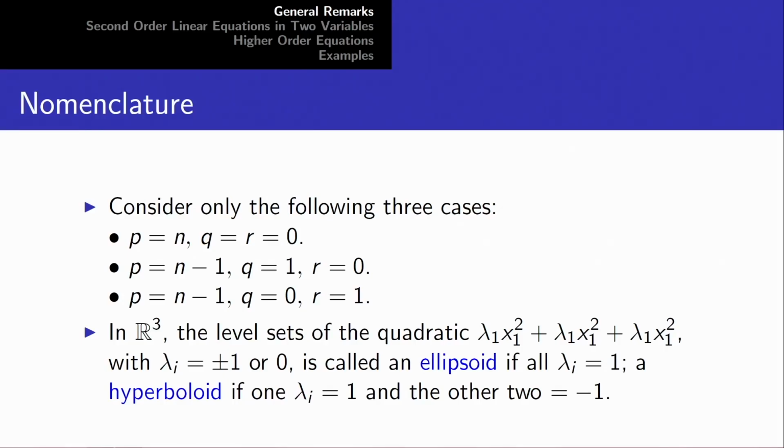In R 3, consider the quadratic lambda 1 x1 square plus lambda 2 x2 square plus lambda 3 x3 square. If all the lambdas are positive, the level sets of that quadratic are ellipsoids, and if 2 of them are positive and 1 is negative, it is hyperbolic.